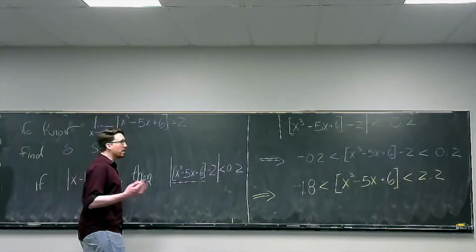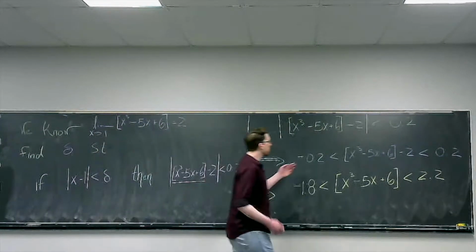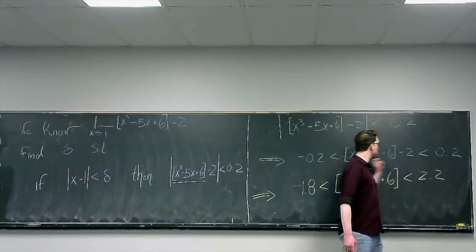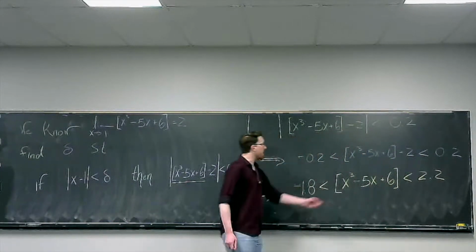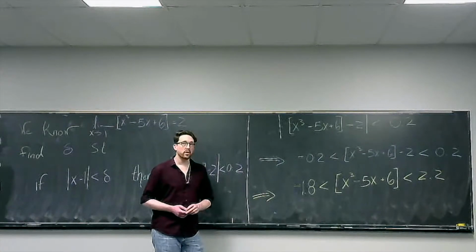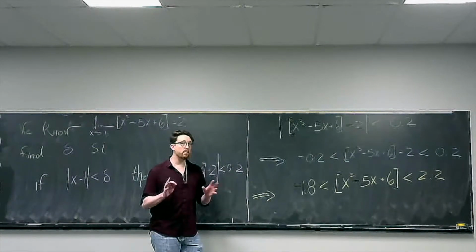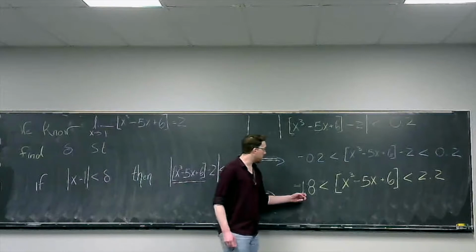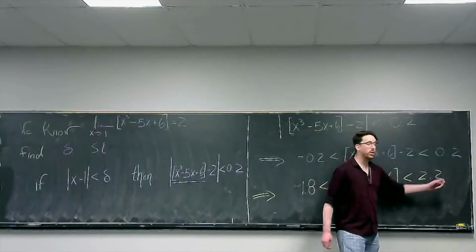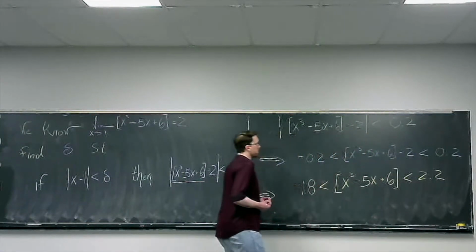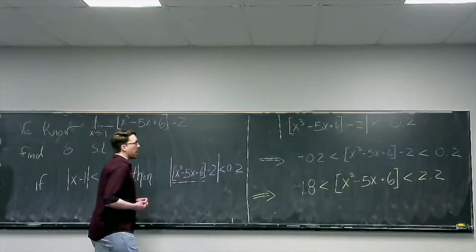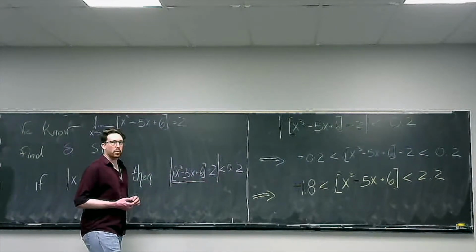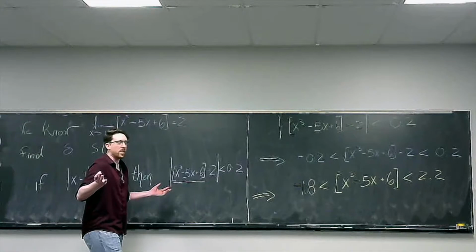Well, what that tells us then is that we can add 2 to both sides to find that our function needs to be within negative 1.8 and 2.2. All right, so what do we do here? Like, where do we go from here?